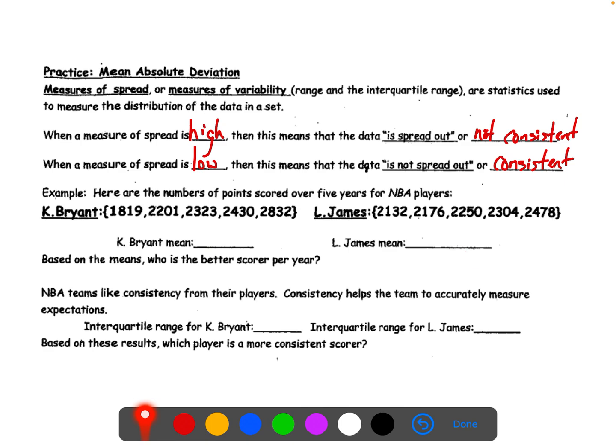Now the mean is going to be, again, getting the sum of these values, dividing by how many values there are, which is 5 for the 5 years. So for Kobe, you should have gotten 2,321. And for James, it was 2,268. All right, now based on the means, what we just found here, who's the better scorer per year? Well, Bryant has a higher average, a higher mean for his scores each year. That seems to be the case, so we would say Bryant.